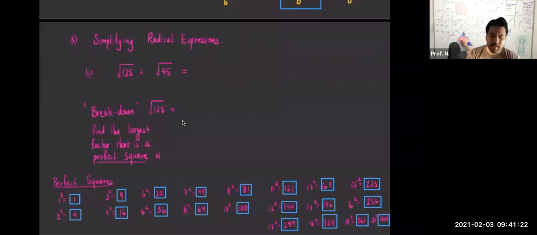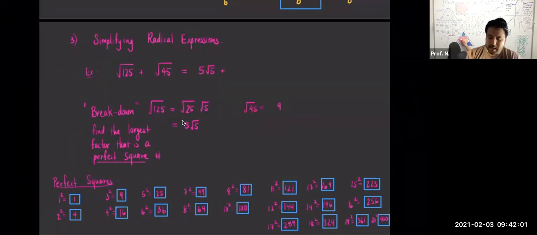So 125, as some people have mentioned, right? What are the factors of 125? Well, we notice that 25 is a factor, and 25 is a perfect square. How many times does 25 go into 125? It does it 5 times. So I can break this down as the square root of 25 multiplied by the square root of 5. But the square root of 25 is 5. Square root of 5 is just square root of 5. So I leave it.